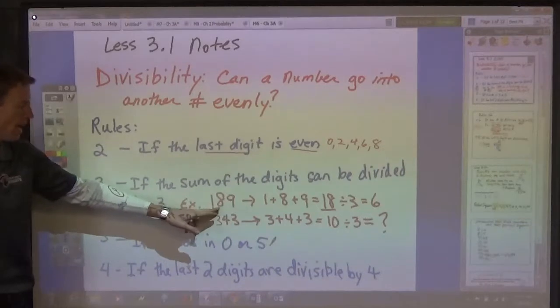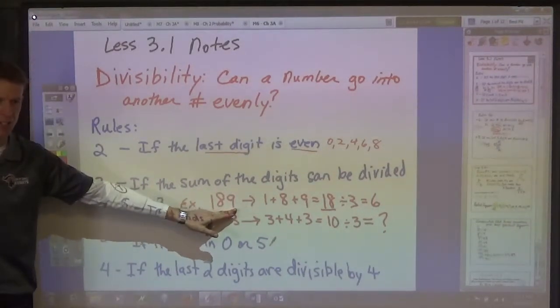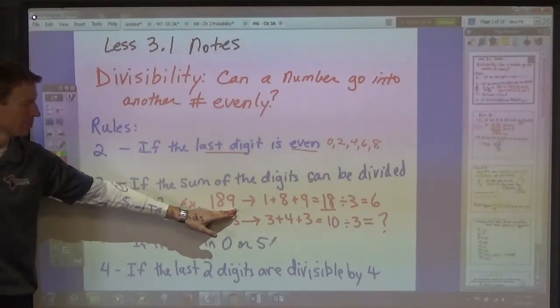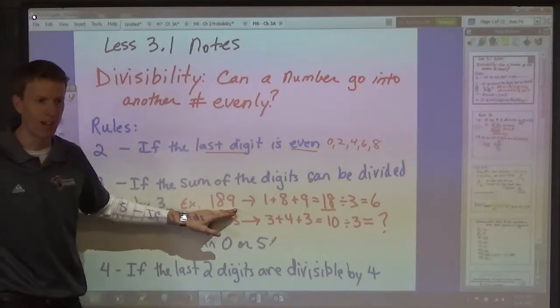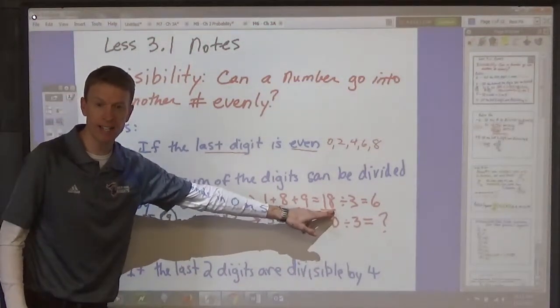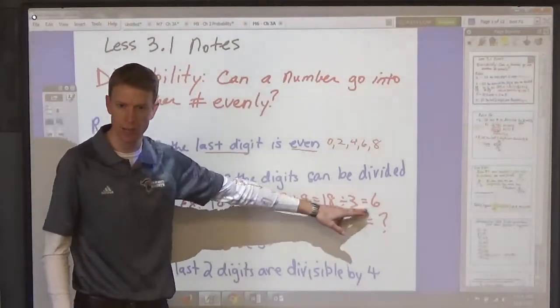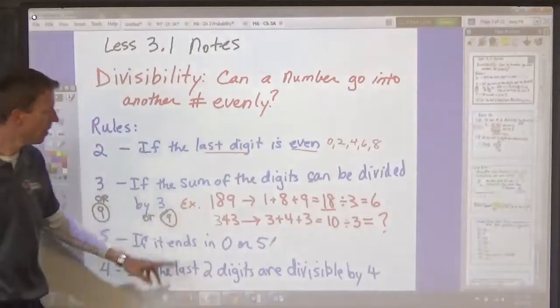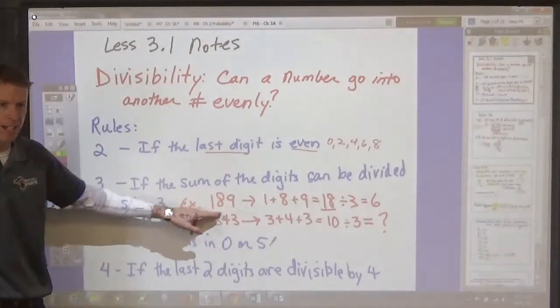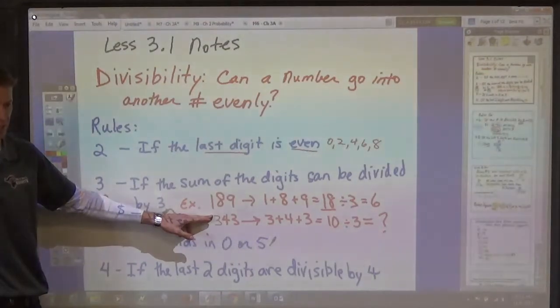189, when you add the digits together, 1 plus 8 plus 9, Josh, what does that equal? Follow along, please. 1 plus 8 plus 9 is 18. And since 18 is divisible by 3 without a remainder, then this number, 189, is also divisible by 3 without a remainder. Okay? That's what you're trying to get to.